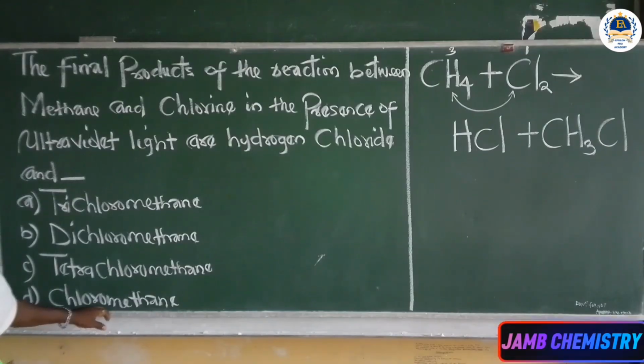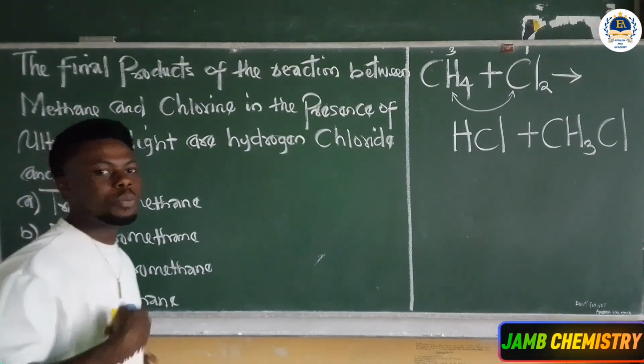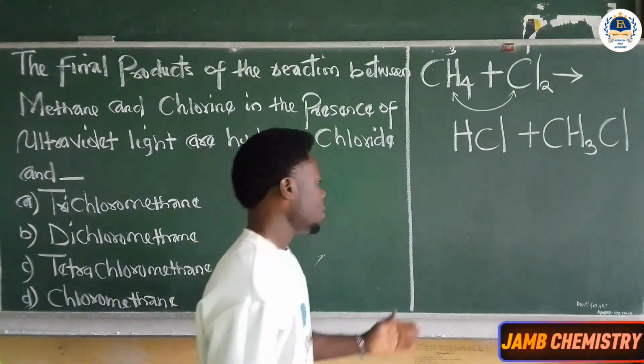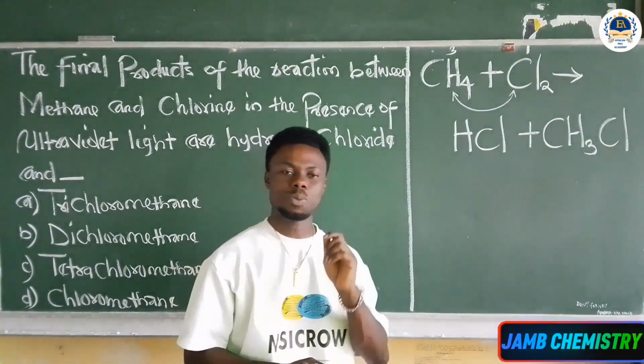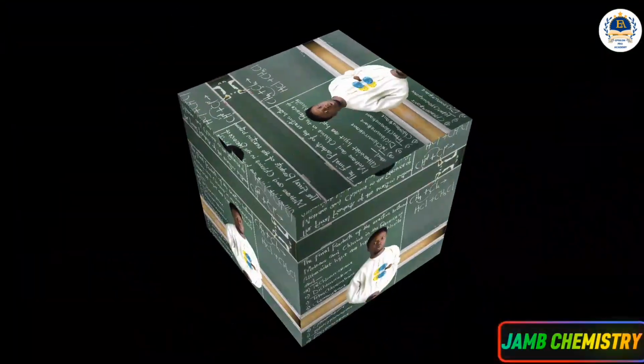Chloromethane and hydrogen chloride gas are going to be formed. But if the reaction proceeds, we are going to obtain dichloromethane and so on. So take note of this. The first product formed is chloromethane.